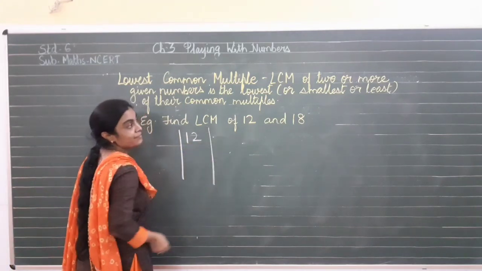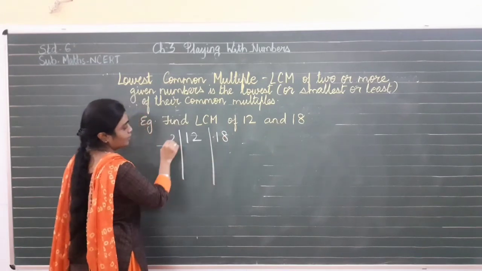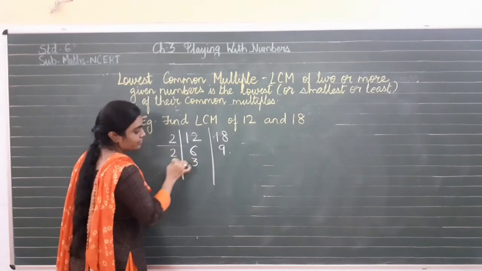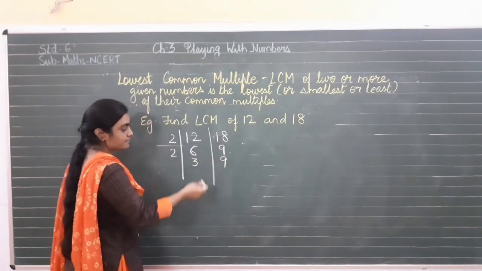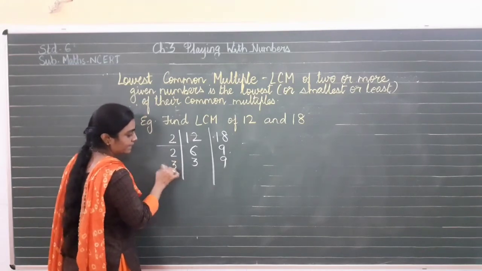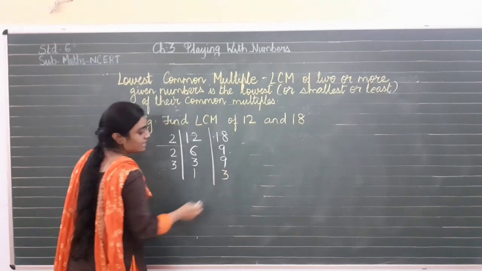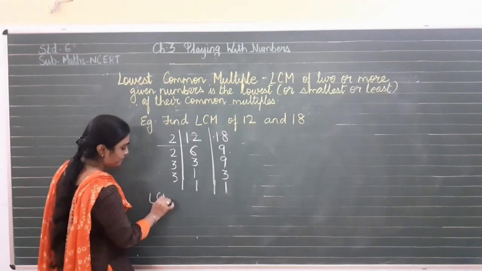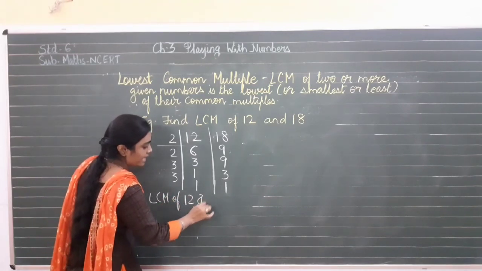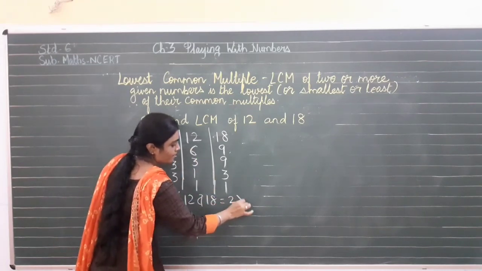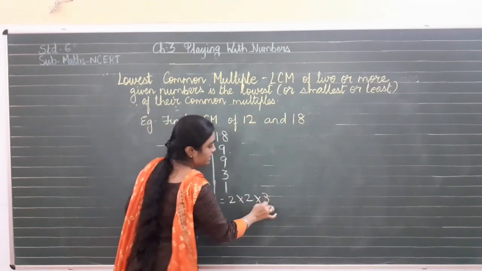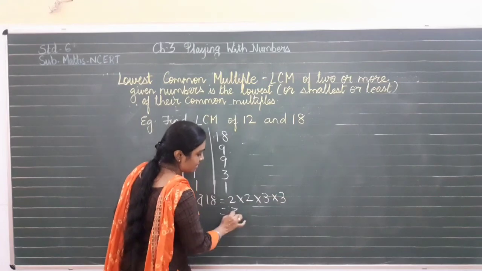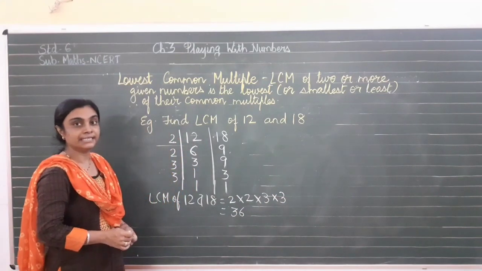Now here for LCM we will take both the numbers together. 2 6s are 12, 2 9s are 18, 2 3s are 6. 9 will remain as it is because it is not divisible by 2. Now we will take 3. 3 1s are 3, 3 3s are 9, and again 3 1s are 3. So LCM of 12 and 18 is 2 multiplied by 2 multiplied by 3 multiplied by 3. You have to multiply. 2 2s are 4, 4 3s are 12, 12 3s are 36. So LCM of 12 and 18 is 36.